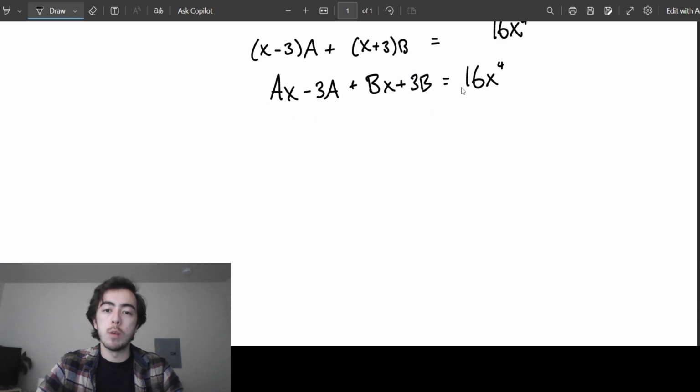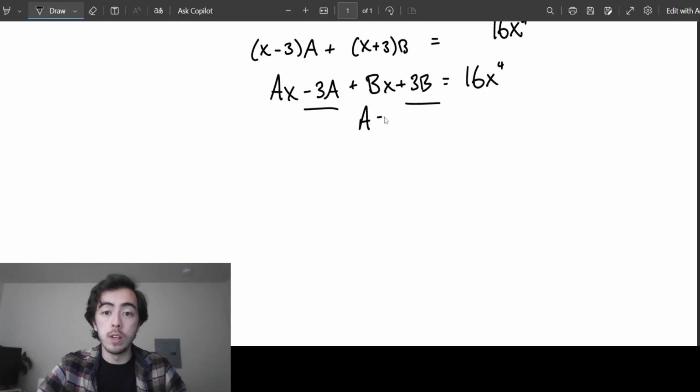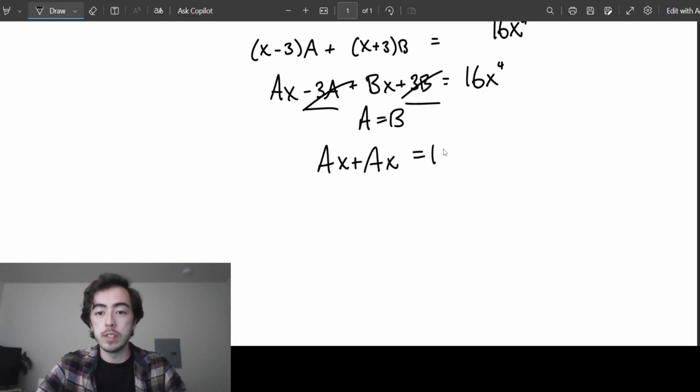Well, we have 4 terms on the left, and somehow they're supposed to only equal 1 on the right. So I think it'd be really convenient if those 2 terms canceled right there. So it would be really nice if a was the same thing as b, then those would just cancel out. So if that's true, I would get ax plus ax equals 16x to the fourth. That's just 2 ax's equals 16x to the fourth.